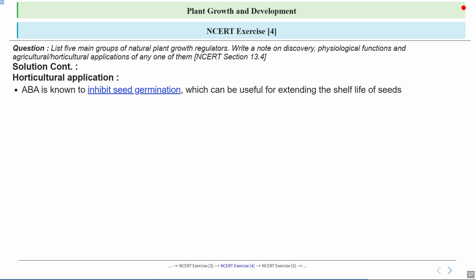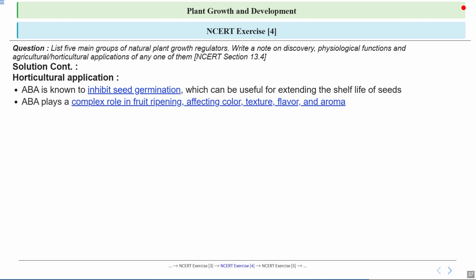First, ABA is known to inhibit seed germination, and this property is useful for extending the shelf life of seeds, as it prevents them from sprouting too early during storage. So this is the first horticultural application of abscisic acid, that it is known to inhibit seed germination, which can be useful for extending the shelf life of the seeds.